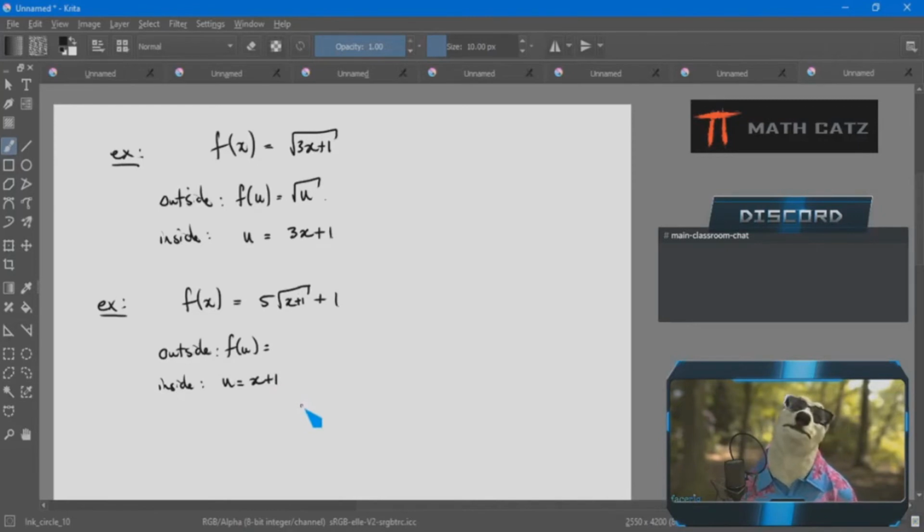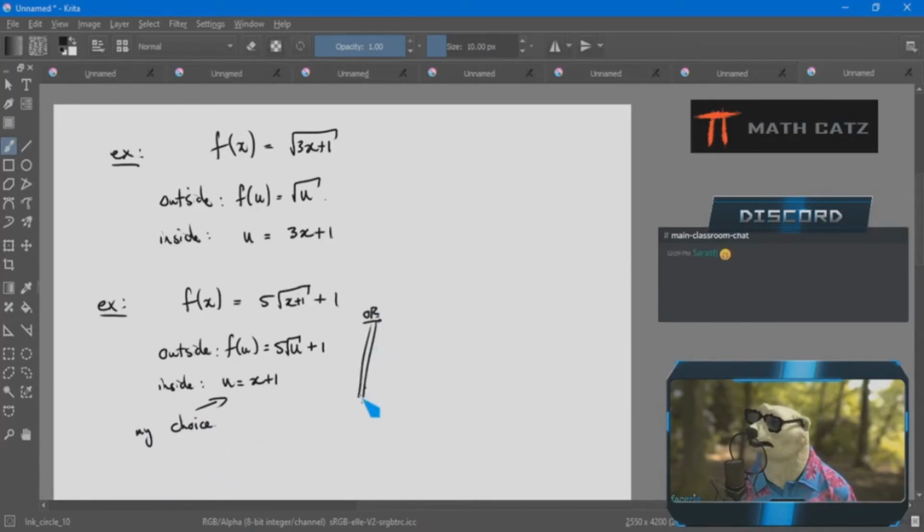I can choose maybe an inside function, but once I do that, I'm stuck. And the outside function has to fit that choice. And the outside function, I hope we all agree, will be 5 times u plus square root of u plus 1. So I'll emphasize here, this u was my choice. It's my choice. I could have chosen something else.